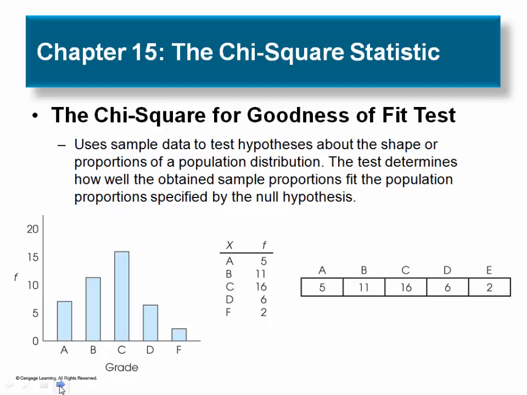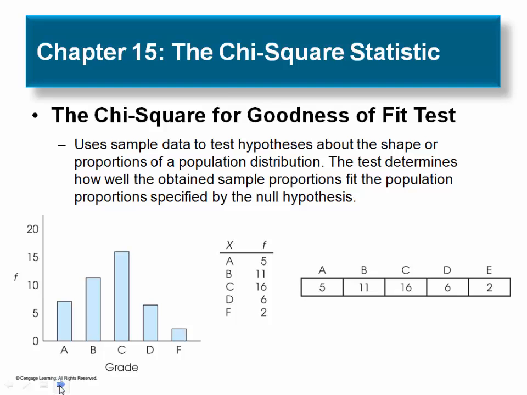As is stated on the slide, the chi-square goodness of fit null hypothesis would state that the proportions per category from our sample data is no different from the proportions per category that we would find in the population.